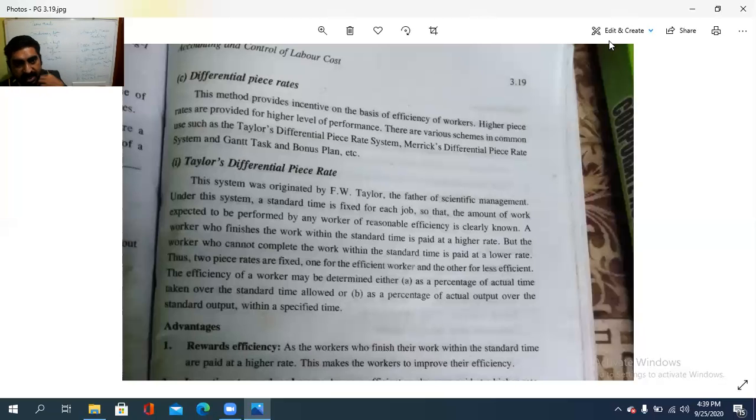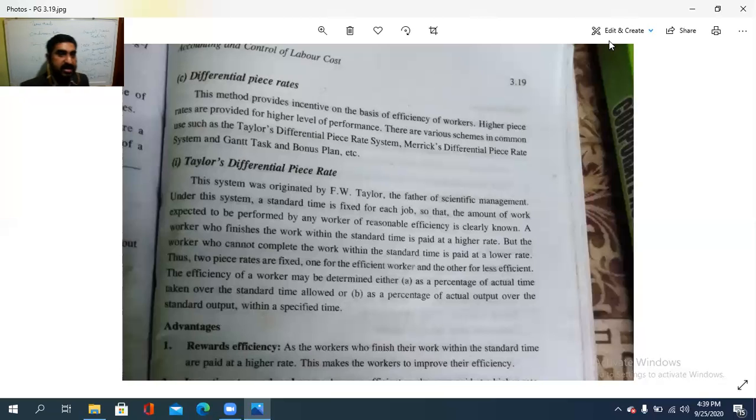Thus, two rates are fixed, one for the efficient worker and the other for the less efficient. Efficiency of a worker may be determined either as a percentage of the actual time taken over the standard time allowed, or as a percentage of the actual output over the standard output. So that is Taylor's differential piece rate system. F.W. Taylor, the father of scientific management, propounded or originated this system.